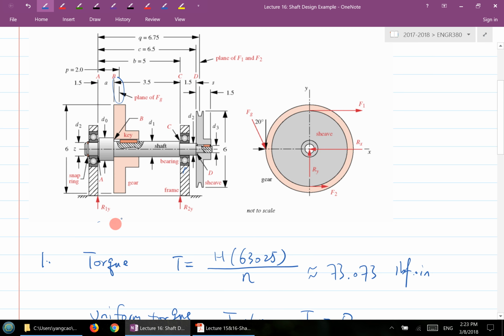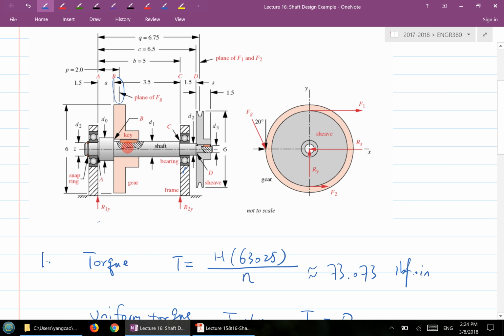If you look at this particular system, there's a shoulder here, a key here, a shoulder here, and another shoulder here. Those are possible locations of interest. In particular, keys typically have a higher stress concentration than the fillet at a shoulder. So the key location is usually the critical location that you will analyze. This is where we will look.